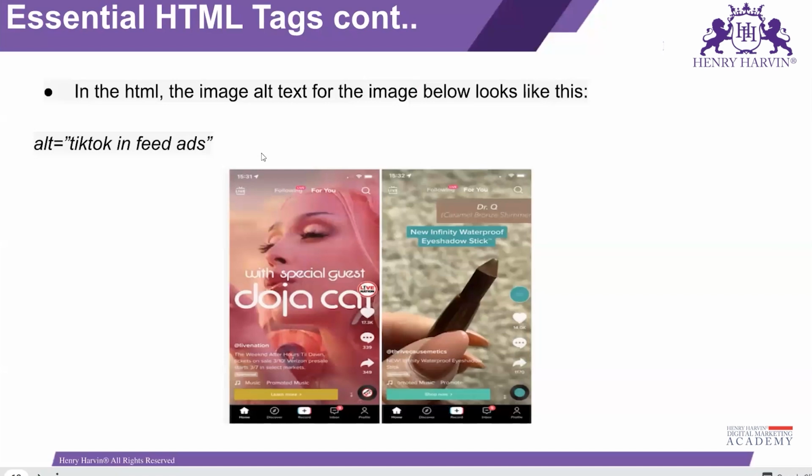Like this, this is the screenshot they have used on the blog. So what would be the alt text? TikTok in-feed ads, because this is an ad. Using TikTok in-feed ads, Google understands that this image contains TikTok ads.